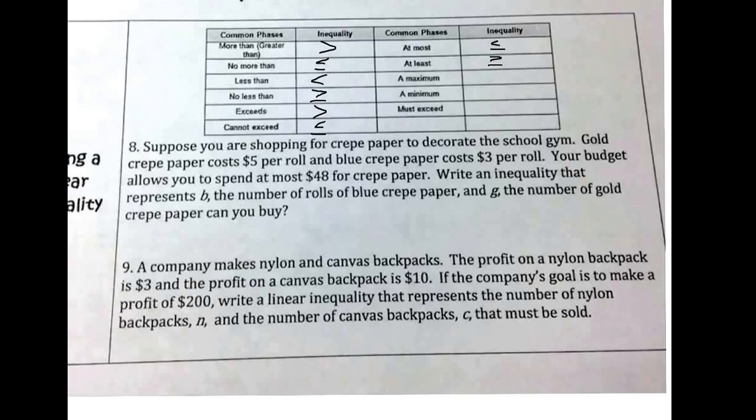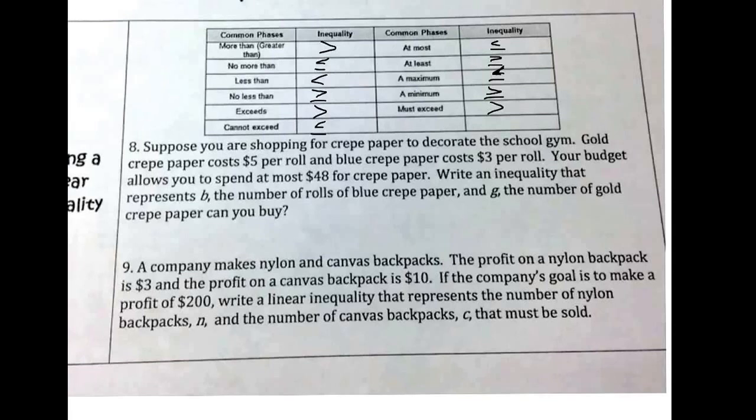A maximum means I want less than that number. Like if I want a maximum of $8, then that means I want 8 or less than or equal to 8. Same thing with minimum. Minimum is the opposite of what you would think. It is greater than or equal to. If I want a minimum of $4, that means I want 4 or bigger. And then the last one here, must exceed, means we want greater than. If you must exceed 21 years of age to get into this club, that means you have to be higher than 21 to be able to get into it.